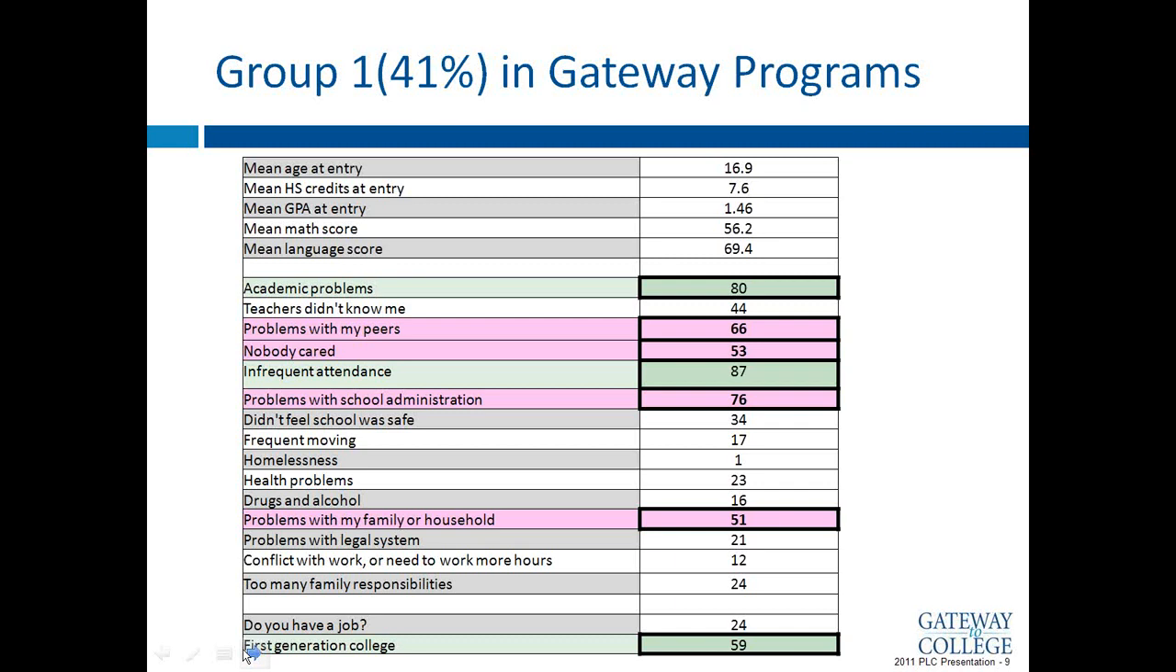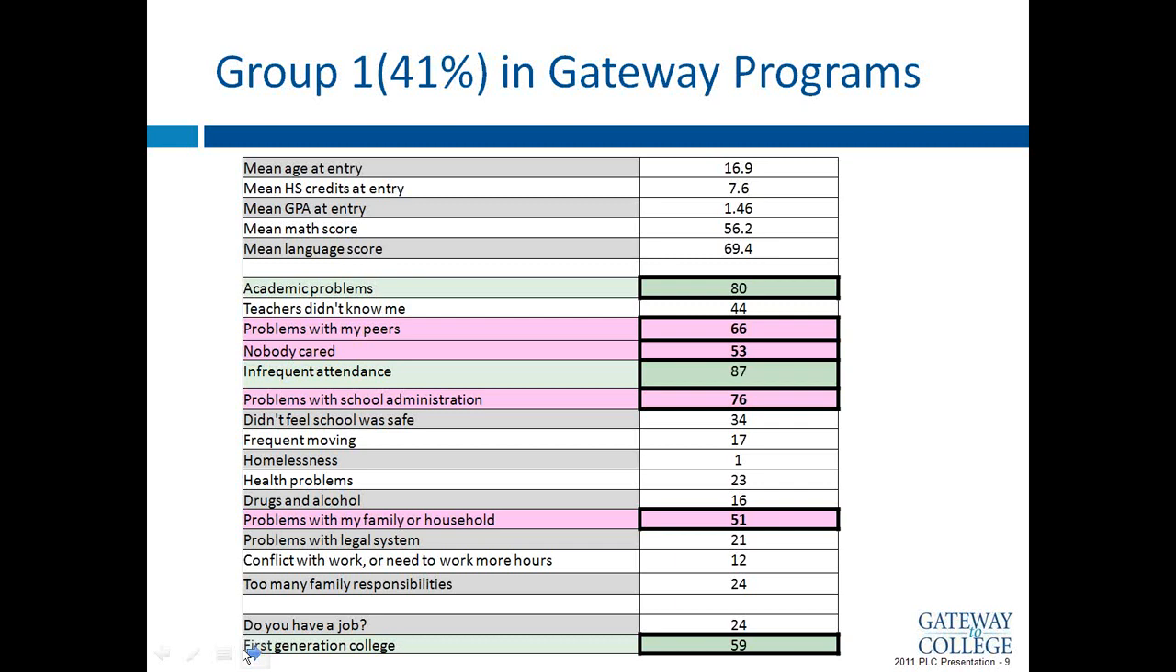All right, so we're going to look at each group in order from the largest group down to the smallest group. So we're starting with group 1, which again was 41%. You can see 3 of these lines are green, or at least they're green on our screen. Academic problems, infrequent attendance, and first generation. Those are things that were common to our students across all 4 groups. I don't think that'll surprise anybody listening here.